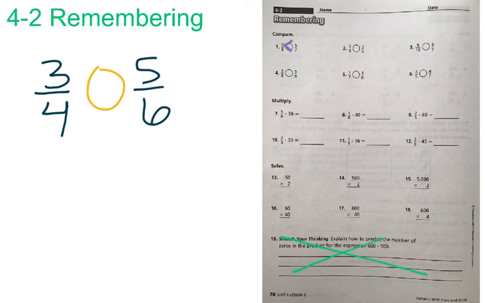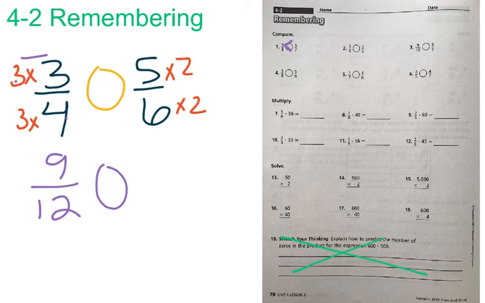I know that 6 and 4 can both go into 12. I know 6 times 2 is equal to 12, and anything I do to the bottom, I have to do to the top. I also know that 4 times 3 is equal to 12, and anything I do to the bottom, I have to do to the top. And now I can just multiply. 3 times 3 is 9. And 3 times 4 is 12.